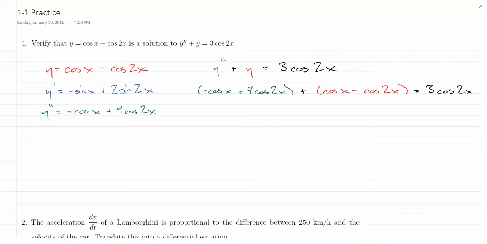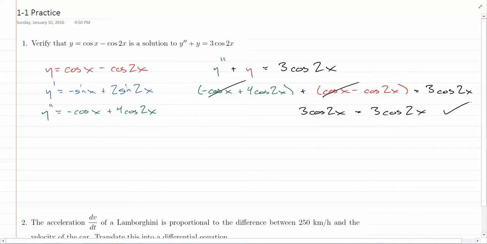Okay. Now let's see, you simplify the left-hand side here. You notice that you've got a minus cosine x plus cosine x, those cancel. And then you have 4 cosine of 2x plus a negative cosine of 2x. That is, in fact, 3 cosine of 2x. And that's what is on the right side. So that verifies that that particular function is a solution.